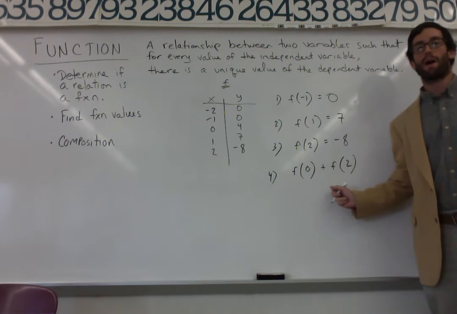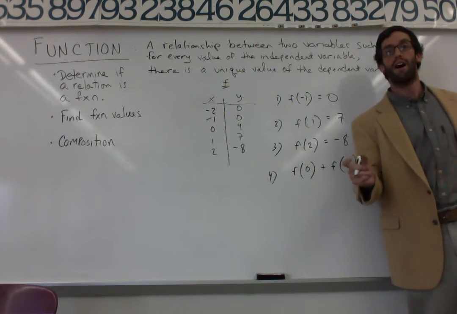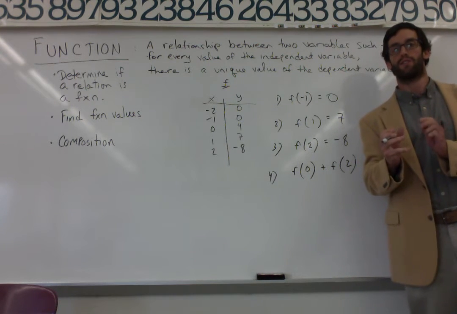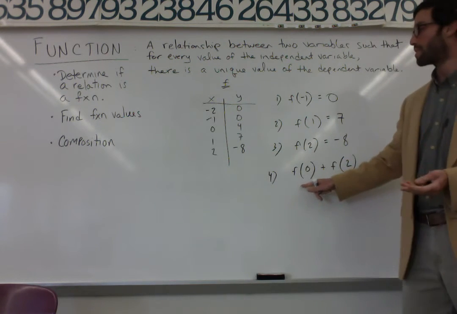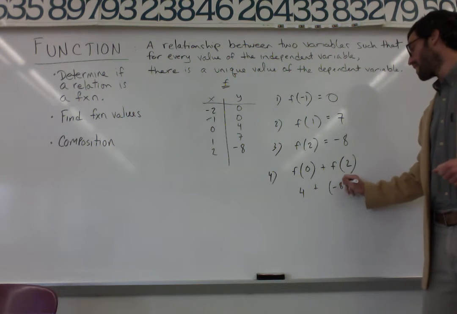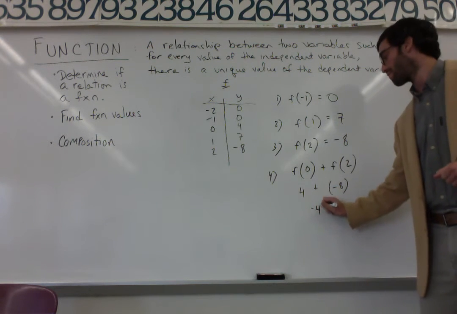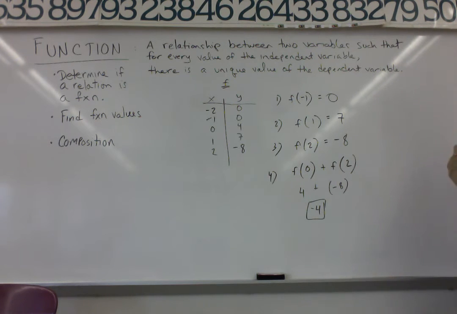You might have that kind of problem. Find the value of f of 0 plus f of 2. This does not equal f of 0 plus 2, so you wouldn't just find f of 2 and say the answer is -8. You would find f of 0, and you get 4, and find f of 2, and you get -8, and you add 4 and -8, you get -4. That's the answer. If you have this kind of problem, you can do them separately.